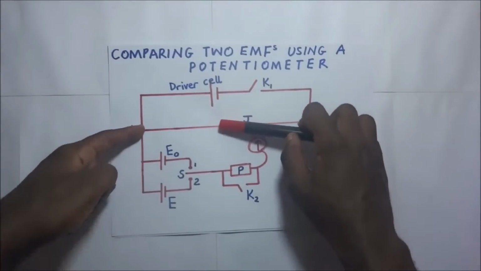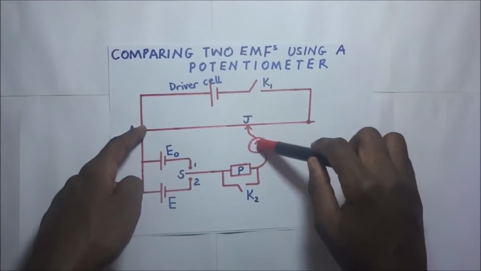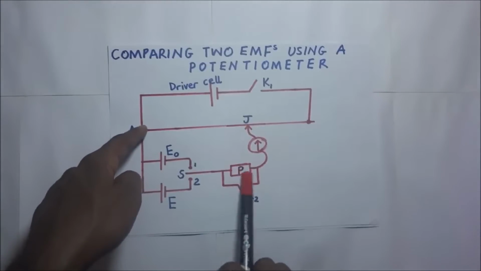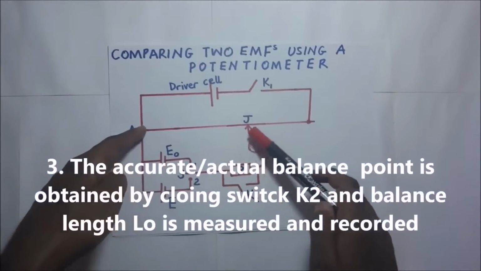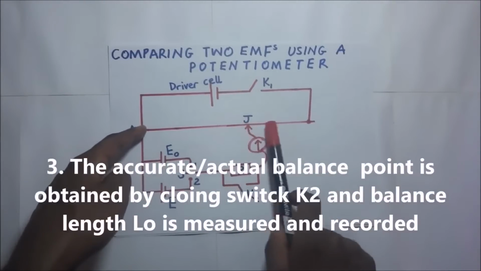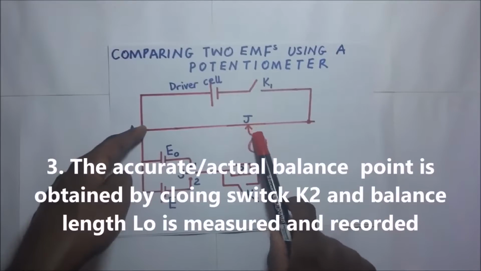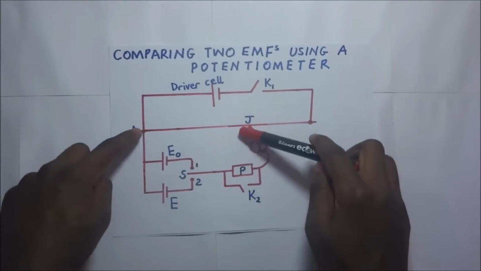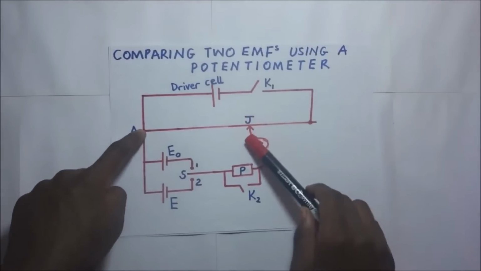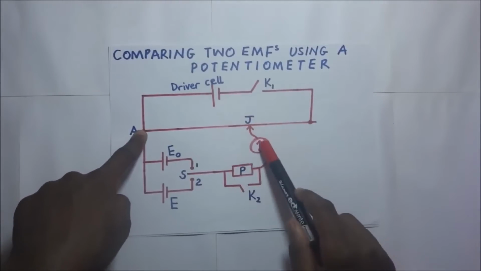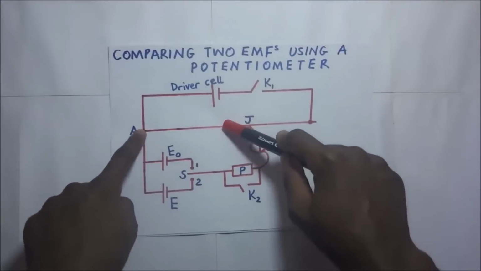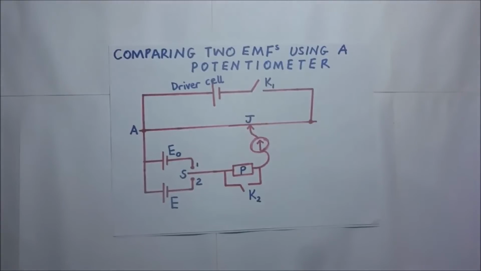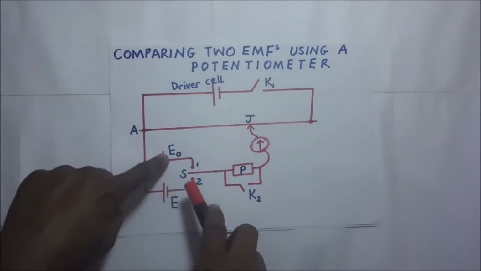After getting our approximate balance point, that is when the galvanometer is not deflecting, we then close switch K2 so that we remove this protective resistor out of the circuit, and then again we slide this jockey along the wire until we get the accurate balance point. When we get the accurate balance point, that is, when the galvanometer is not deflecting, we then go ahead and get the balance length, which we shall call L0, since it corresponds to E0, the standard cell.